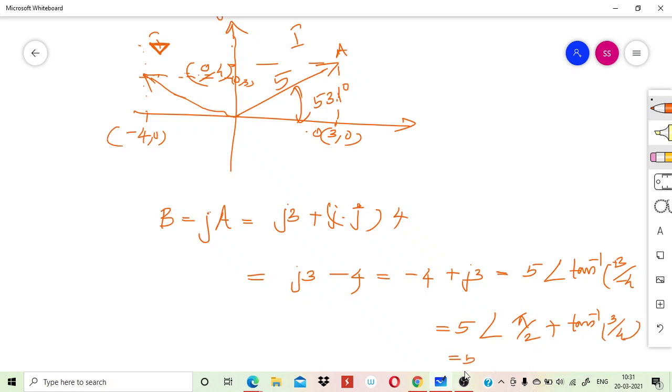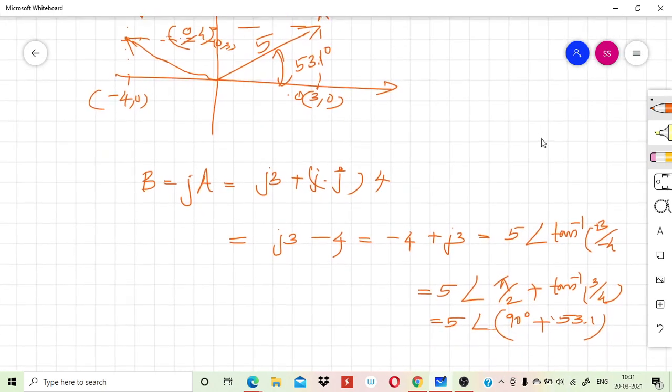So that will be equal to 5 at an angle pi by 2, or I'm going to write it as, let us identify this as 90 degree, so 90 degree plus tan inverse 3 by 4. On the calculator you take 3 by 4 and tan inverse of 3 by 4. Then what you will get is 53.1 degree.